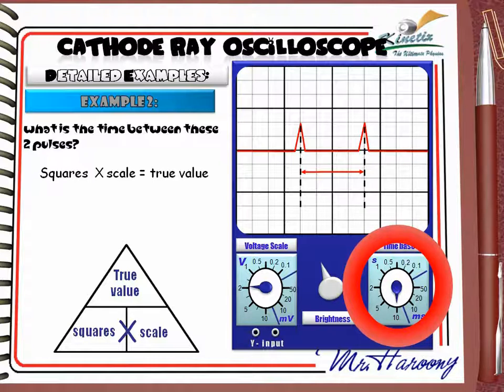Applying our rule, we can easily find that by multiplying the number of squares, which is 4, by the scale, which is 10 seconds per square, this will give us the final result for the true value, 40 seconds. So the time difference between the 2 racers when they reach the finish line is 40 seconds.